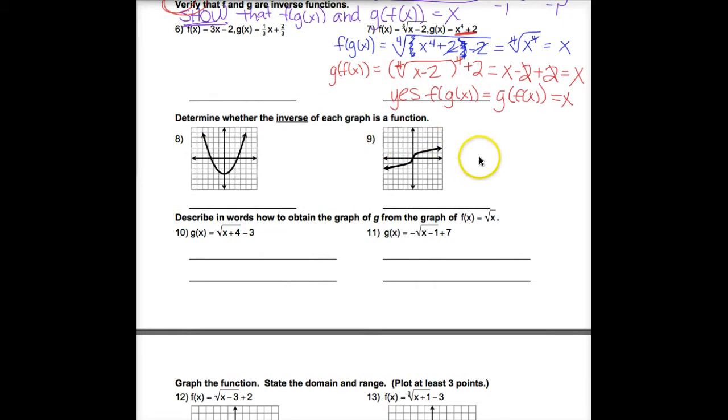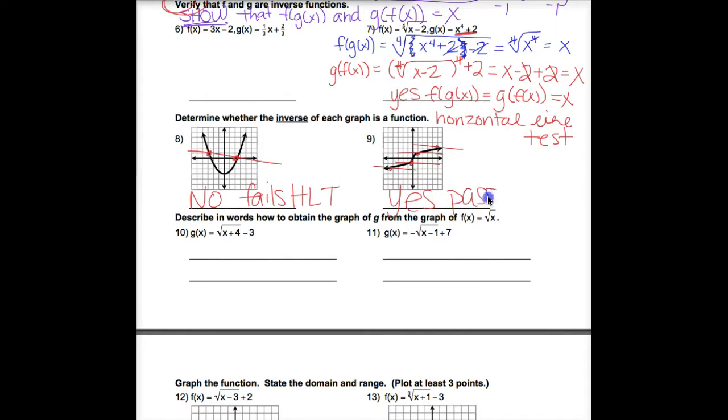Determine whether the inverse of each graph is a function. This is the horizontal line test. So, all we have to do is draw a horizontal line and see if it touches more than once. This horizontal line touches twice, so this one's a no because it fails the horizontal line test. This one, I can draw all the horizontal lines I want. Each of them is only touching in one spot. So this, yes, the inverse would be a function because it passes the horizontal line test.